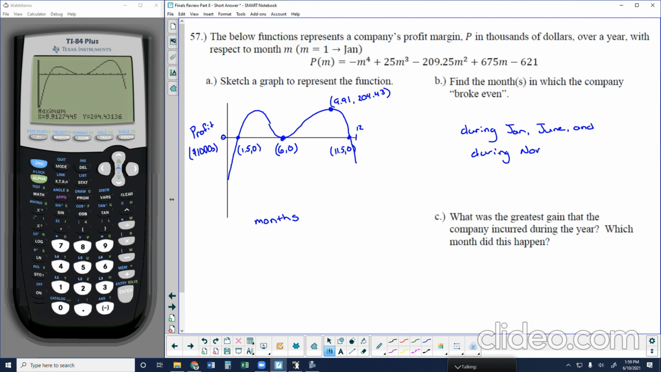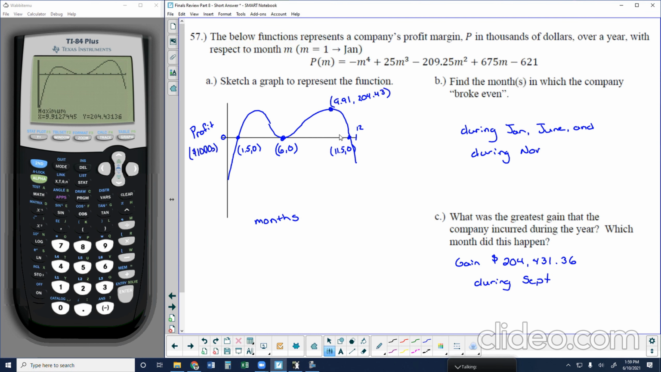So what is the greatest gain that the company incurred during the year? Remember, this is in thousands, so I'm actually going to take this out a little bit further. It had a gain of $204,431. And let's go to the cents, 36 cents. And it says during which month? If we look at that point, during the 9th month, not quite to the 10th month, so during September.